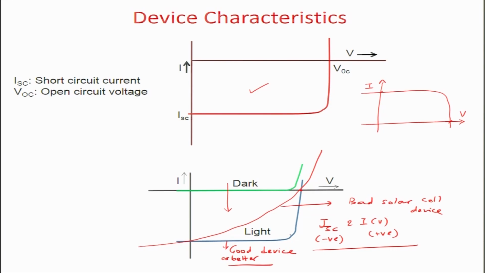The idea is to get as rectangular a curve as possible. So, these are the two important parameters: ISC, the short circuit current, and VOC, the open circuit voltage. A lot of times we write this as JSC, which is the short circuit current density, and this is nothing but ISC divided by the area of the device. Okay.